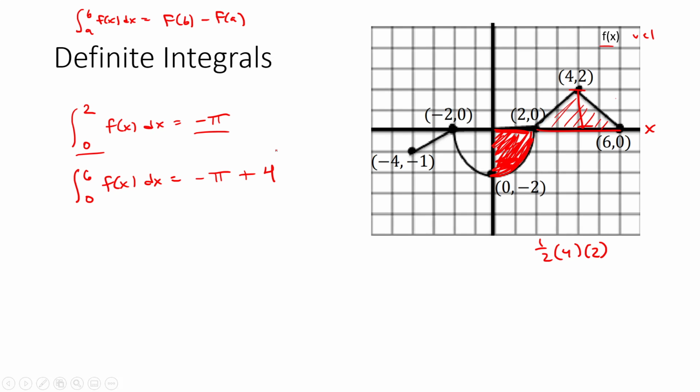And you would just leave it, right? You can't combine that any further, so you just leave it as negative pi plus 4 or 4 minus pi.